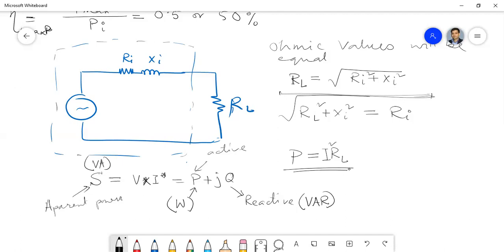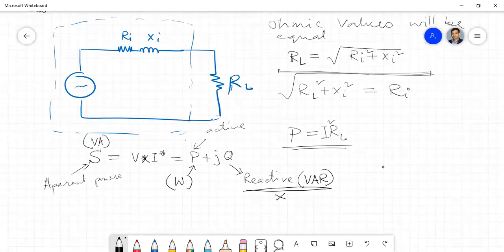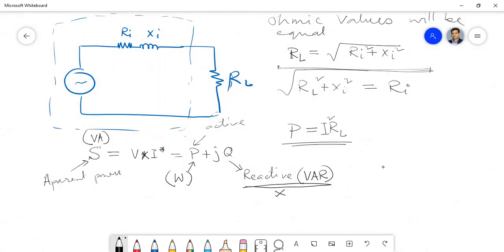And you should know that resistance only can take the active power, and as we are here interested in the active power only, the reactance part will not consume any active power. The reactance part is responsible for consuming or delivering reactive power only. So from X we will get some reactive power only, not any active power.